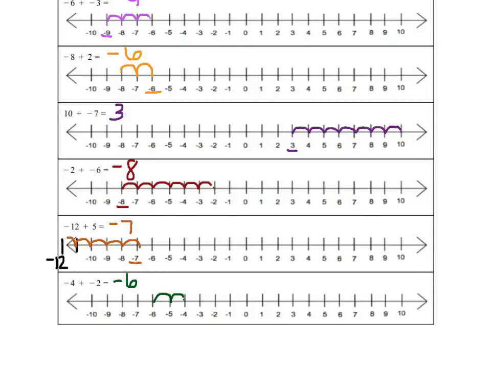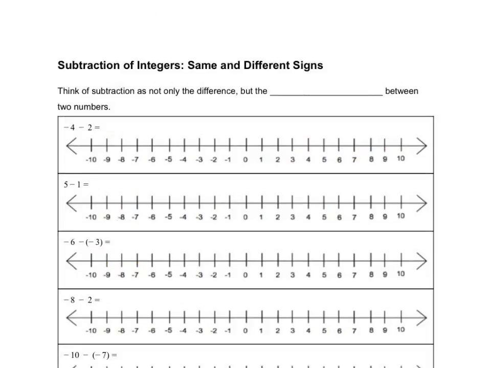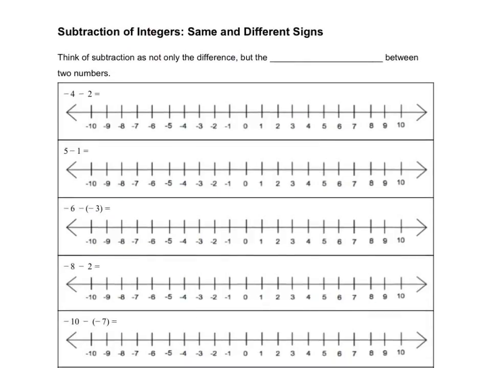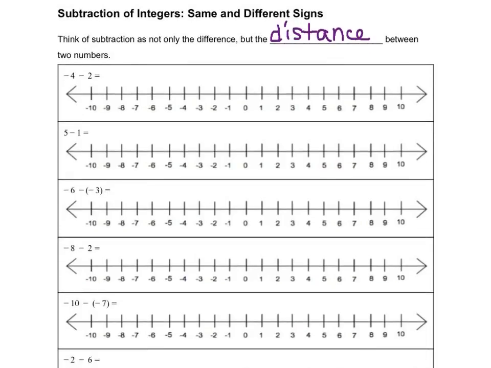Let's take a look at some subtraction now. We are going to think about subtraction in a slightly different way to model this on the number line. Generally, we think of subtraction as the difference between those two numbers. To help model on the number line, we also want to think of it as not only the difference, but the distance. So we're going to be counting spaces between these two numbers.